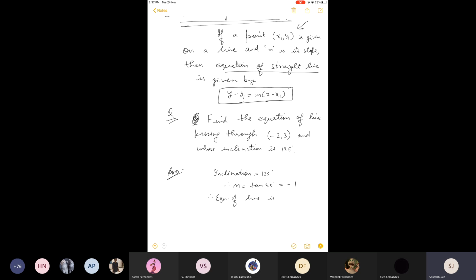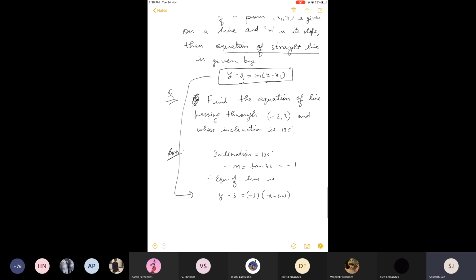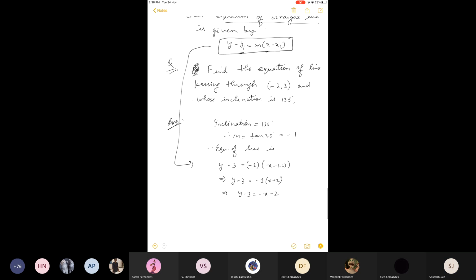Therefore, equation of line is, use this standard form, y minus y1. Y1 is 3. Then you write m, which is -1 here, into x minus x1. See this? We have to write x minus x1. Use proper brackets. So this is y minus 3 equals -1, bracket x plus 2. This will become y minus 3 equals minus x minus 2. And we can write x plus y minus 1 equals 0.